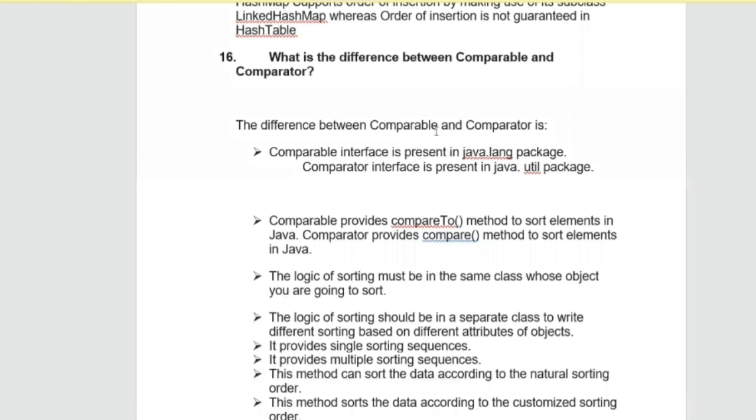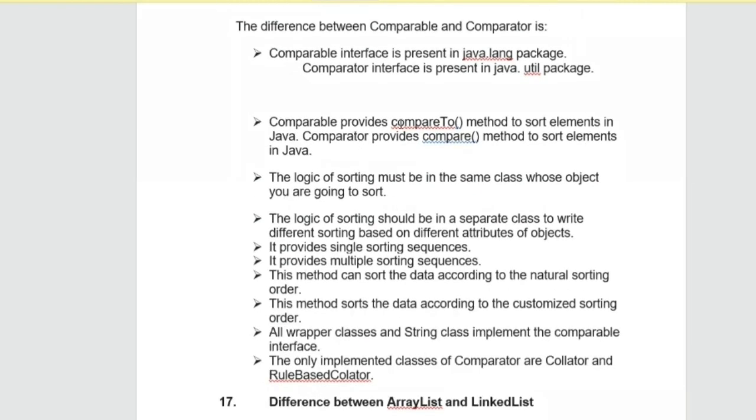The next question is, what is the difference between Comparable and Comparator? The Comparable interface is present in the java.lang package, that means the language package. The Comparator interface is present in the util package. Comparable provides the compareTo method to sort the elements in Java. Comparator provides the compare method to sort elements in Java. So the logic of sorting must be in the same class whose object you are going to sort. The logic of sorting should be in a separate class to write different sorting based on the different attributes of the object.